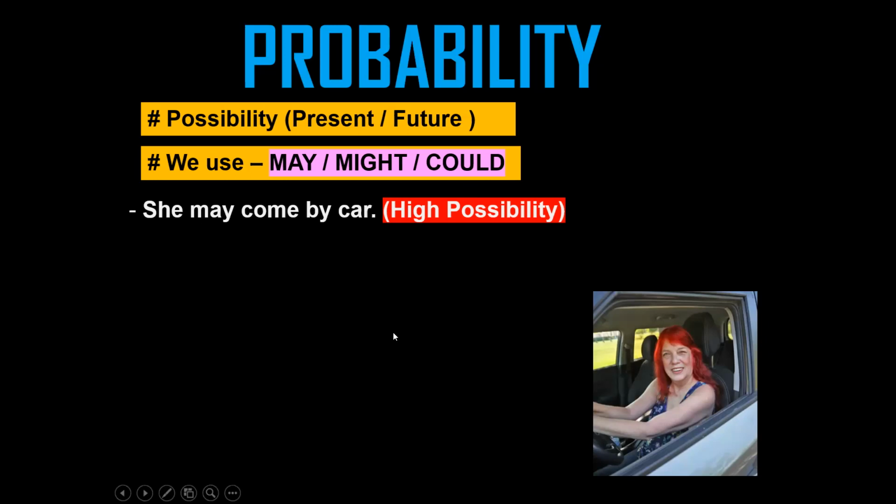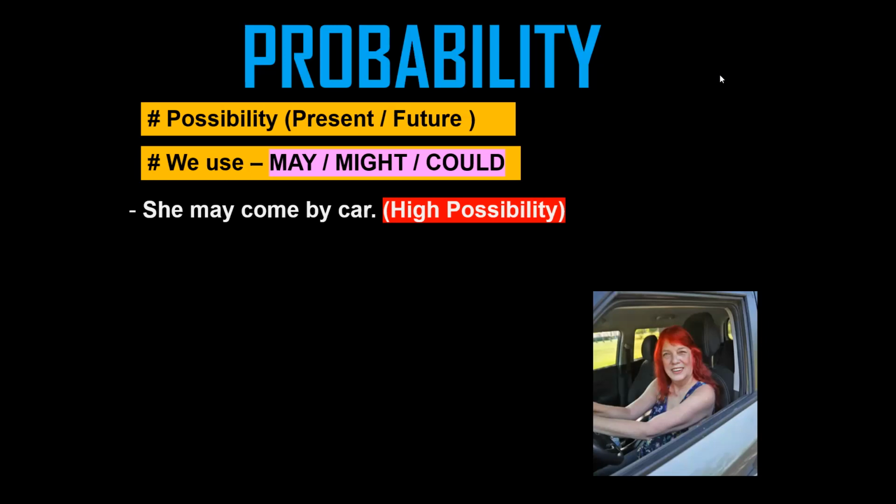Now again the question is coming, where you have to use may, where you have to use might, where you have to use could. Look, if the possibility is very high, you have to use may. What does high possibility mean? Indrani, what does it mean? High possibility means 80 to 90% chances that that thing will happen. So, she may come by car, meaning I am 90% sure that she will come by car.